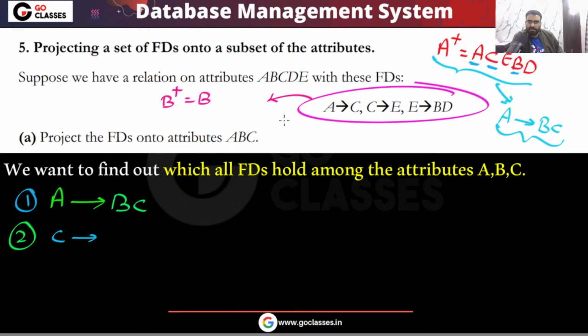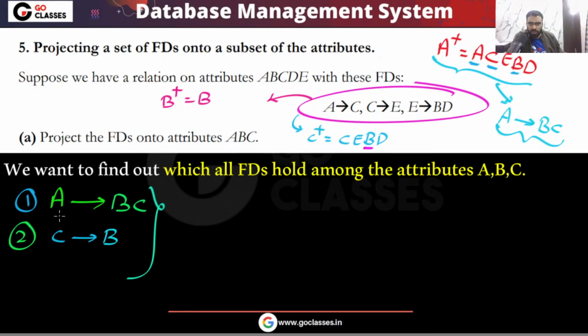Let's focus on C. What can C derive? Again here you find what is C plus. C plus will be CE, and you can see E can derive BD. So you can see CEBD. So please understand that C can derive B. Yes or no? You can see C can derive B. So this functional dependency holds among these attributes ABC. C can derive B. Now this is fine. So now we have completed when LHS is having only one attribute. So these functional dependencies hold among these attributes.